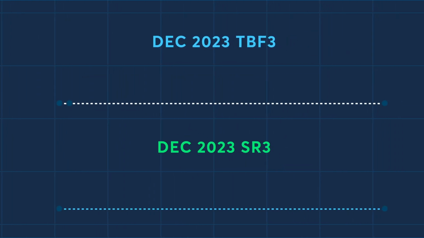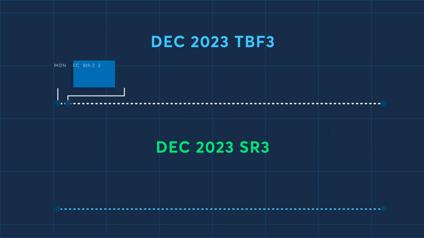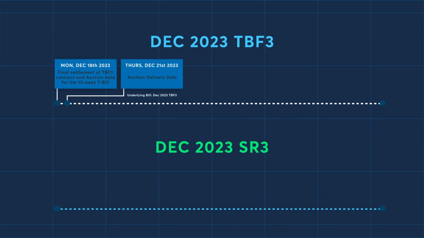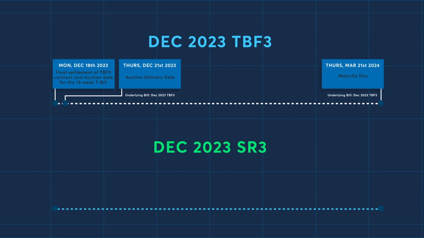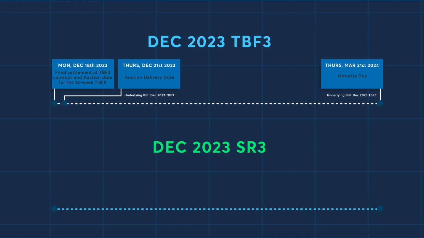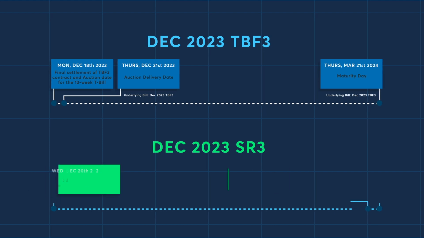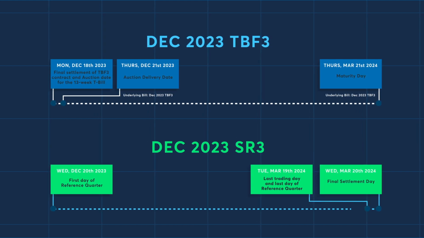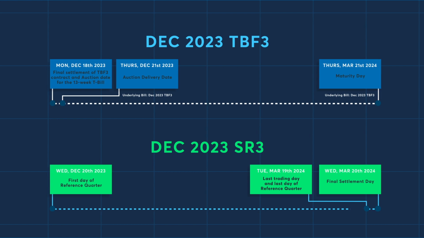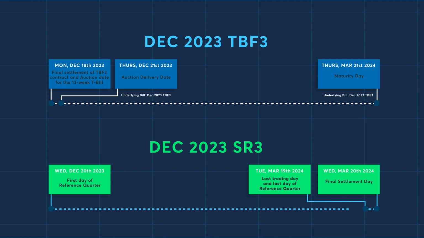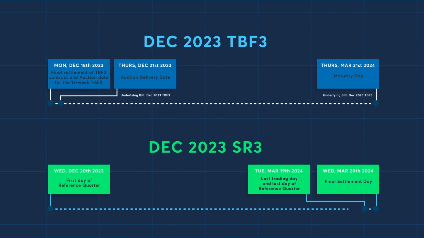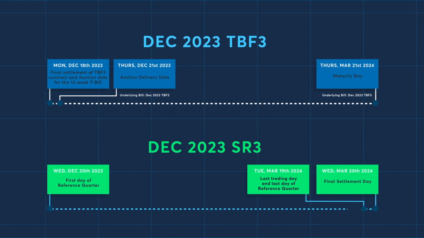Let's look at an example using the December 2023 contracts. The December T-bill futures final settlement price is determined by the highest accepted discount rate of the 13-week T-bill auction on Monday, December 18, 2023. The bills issued in this auction will mature 3 months later, on Thursday, March 21, 2024. Meanwhile, the SOFR futures final settlement price is determined by the daily compounded SOFR rates between Wednesday, December 20, 2023, and Wednesday, March 20, 2024, thus aligning closely with the 3-month rate exposure that T-bill futures provide.